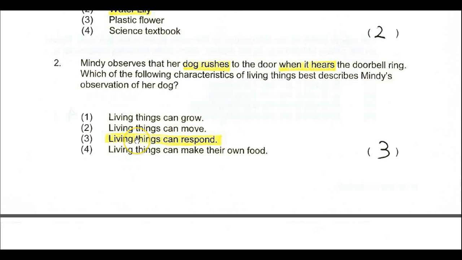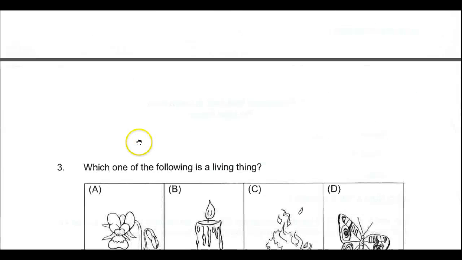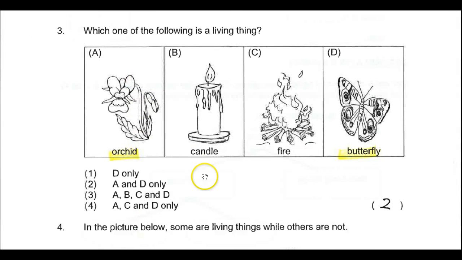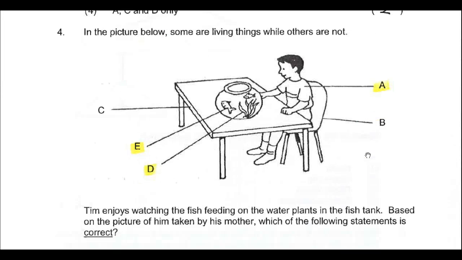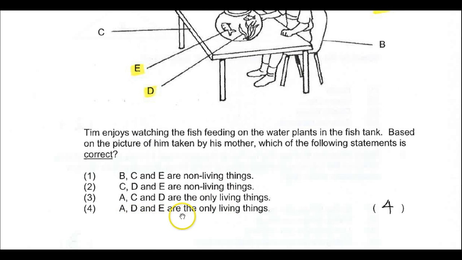Okay, which of the following characteristics describes best Mindy's observation of a dog? Living things can respond. Right, which one of the following living things? The orchid plant and butterfly. Right, and he enjoys watching the fish feeding on the water plant in the fish tank. Based on the picture of him taken by his mother, which of the following statements is correct? Okay, so it's highlighted A, E, D. A, E, D are the only living things.